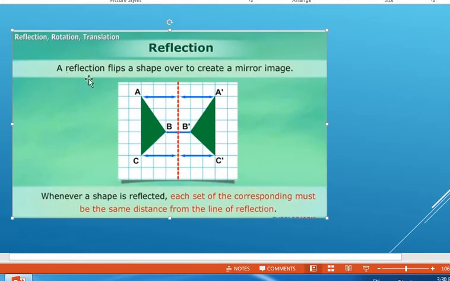A reflection flips a shape over to create a mirror image. The distance from A to the dotted line is equal to the distance from A dash to the dotted line, and likewise for B and C. Whenever a shape is reflected, each set of corresponding points must be the same distance from the line of reflection.